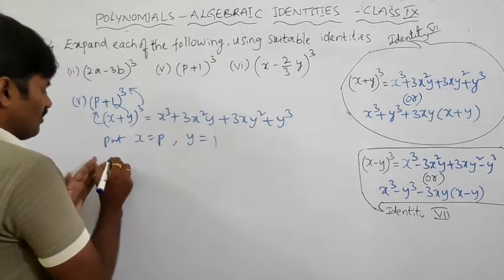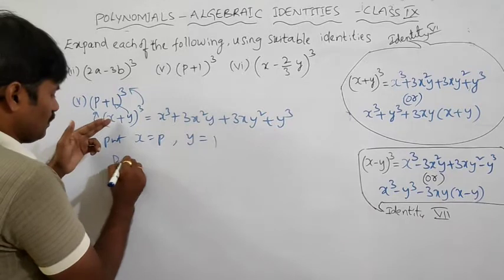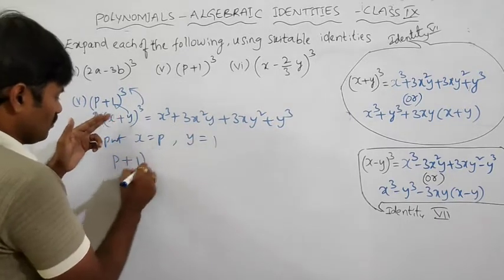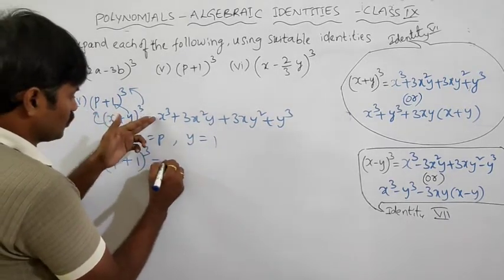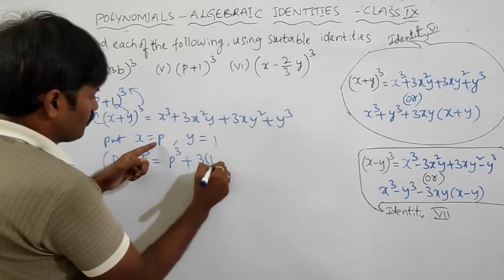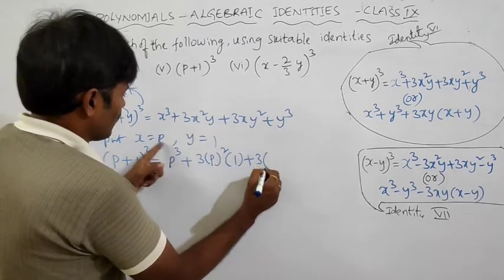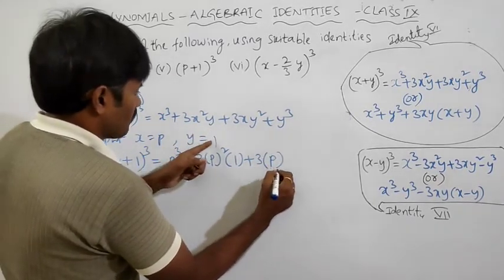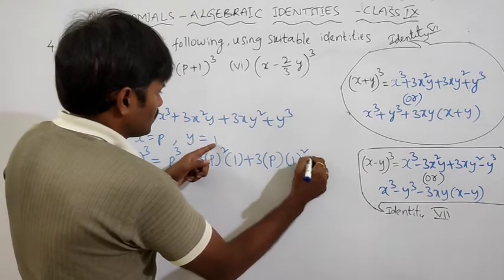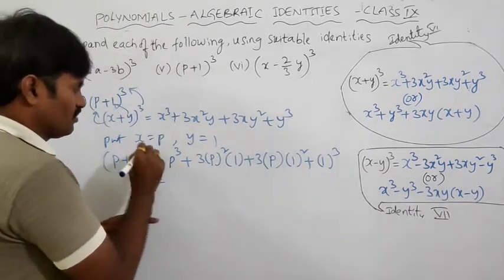Put in this formula, then in the place of p, x is equal to p and y is equal to 1. So (p + 1) whole cube is equal to x cube, x value p, whole cube, plus 3 into x value p whole square into y value 1, plus 3 into x value p into y square, means 1 square, plus y cube, means 1 cube. Is it clear? Now I substitute values for x and y.